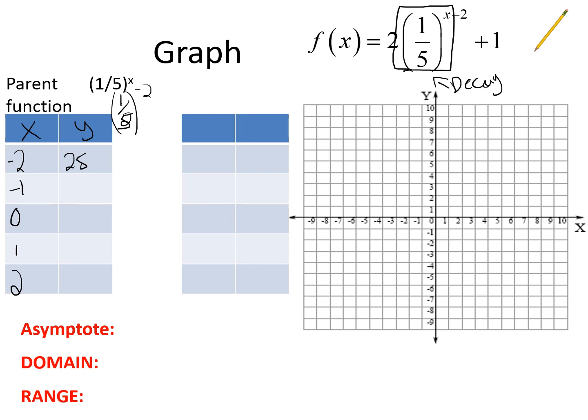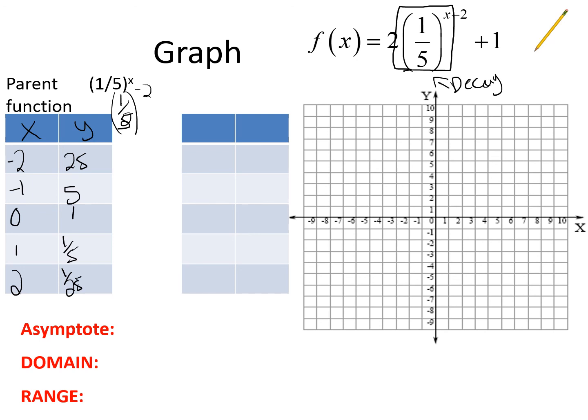We're going to do the same thing to the negative 1. So 1/5 to the negative 1. We're going to get 5, which will fit on our graph. And then we're going to go to the 0 power, which would just be 1. And then to the first, which is actually 1/5. And 1/5 to the second, which would be 1/25. Okay, there's our parent function.